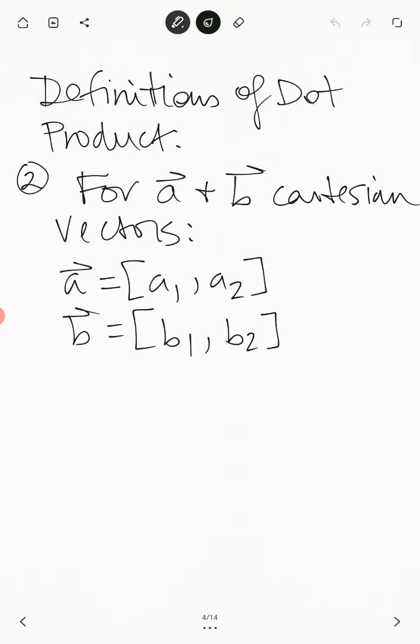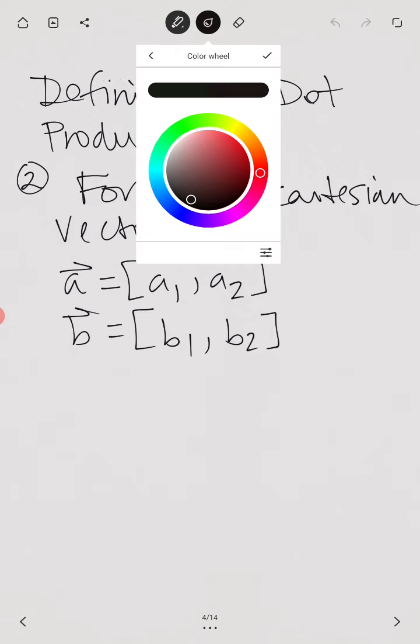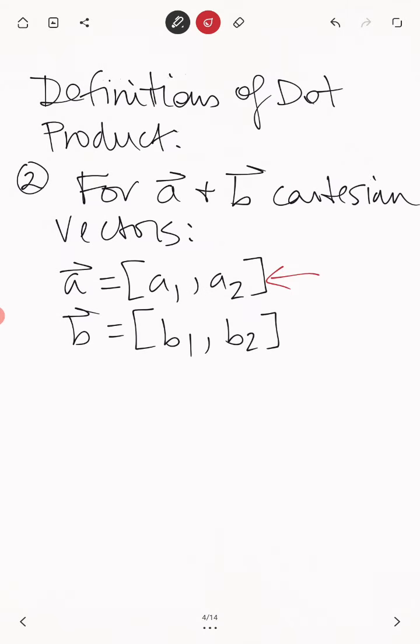All right, let's move on to the definition of dot product for Cartesian vectors. So if we're given two vectors A and B, written as Cartesian vectors, we can write vector A as A1, A2, those are the components of vector A, and vector B as B1, B2, then the definition of dot product here, A dot B, would be equal to A1 B1, so the first component of vector A times the first component of vector B, plus A2 B2.